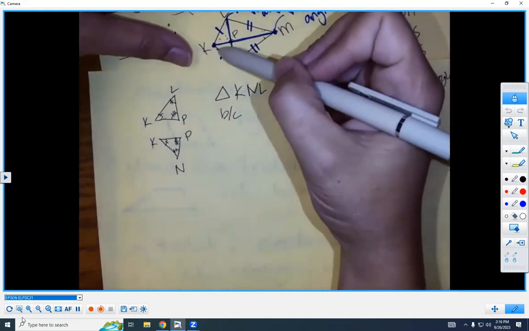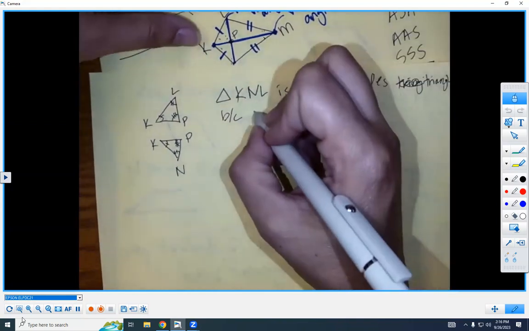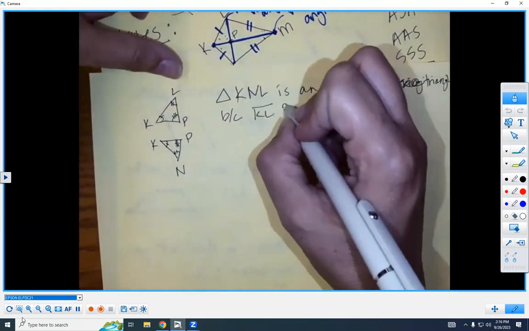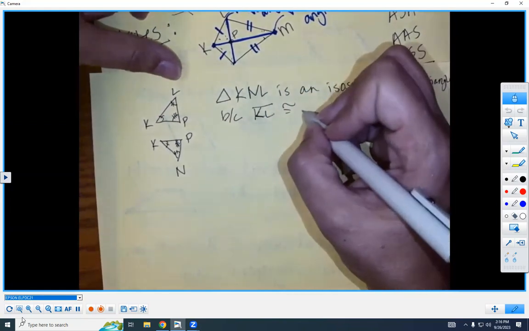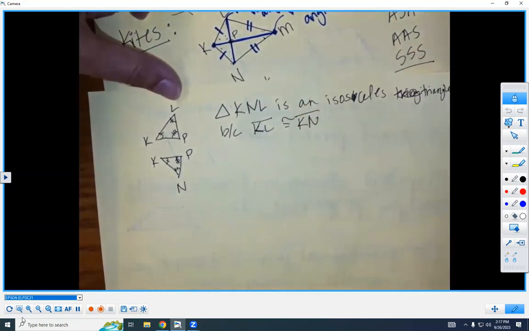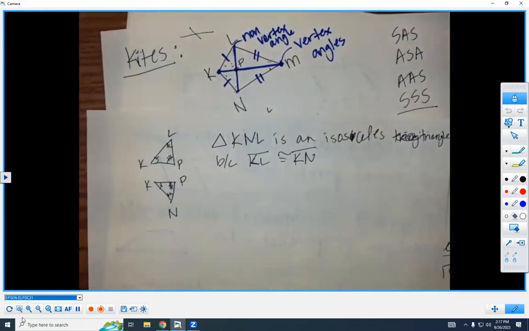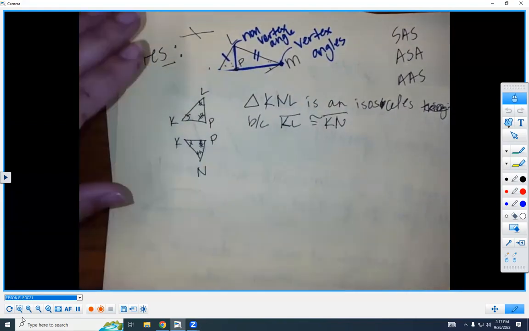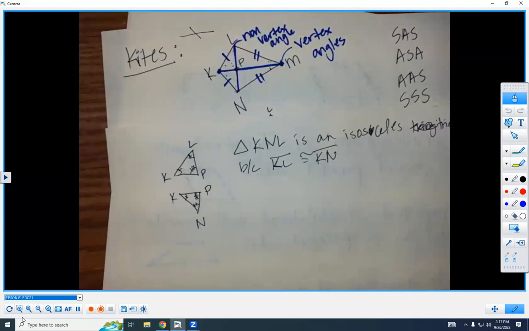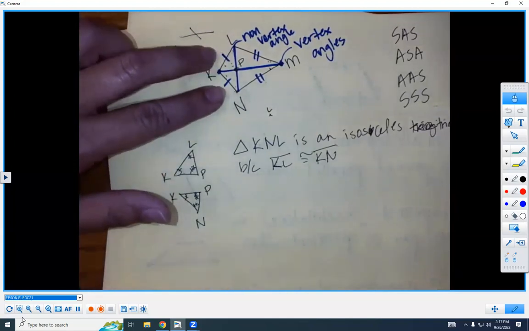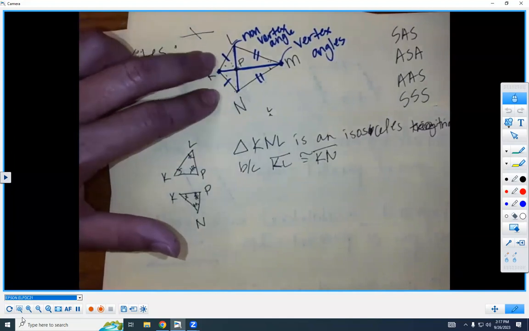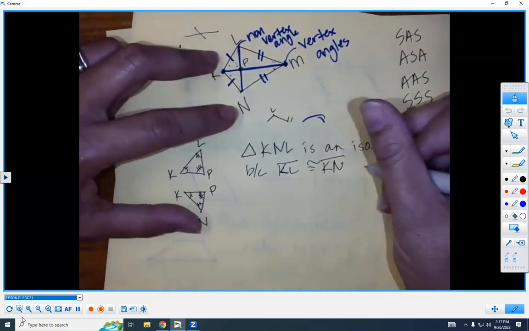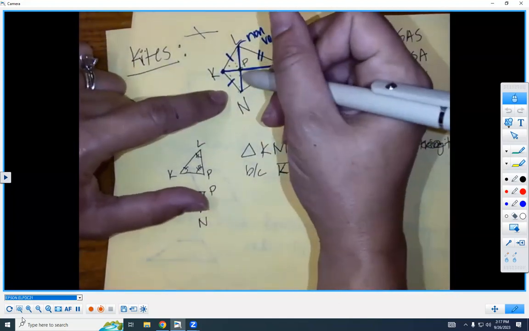And we're about to show the sides because KL is congruent to KN. And again, how did we know they were congruent? Because the picture says so. Can we say, I mean, it's a kite. What do we know about kites? Consecutive sides are congruent. So can we just put by definition of a kite? Yeah, we know these are congruent because that's literally what a kite is.